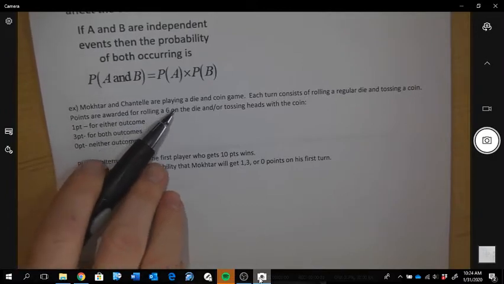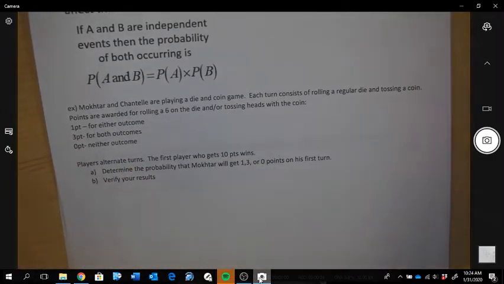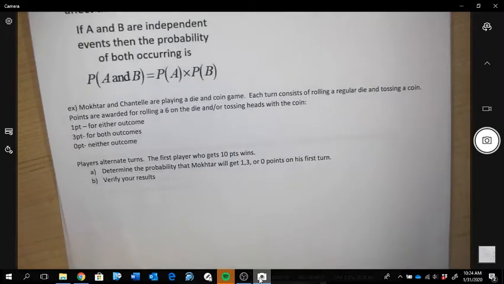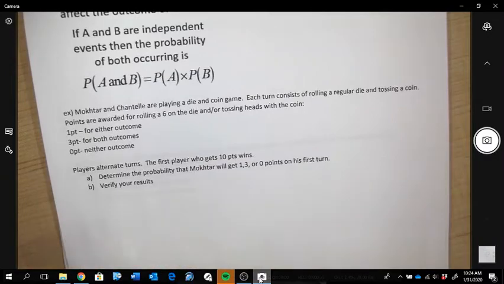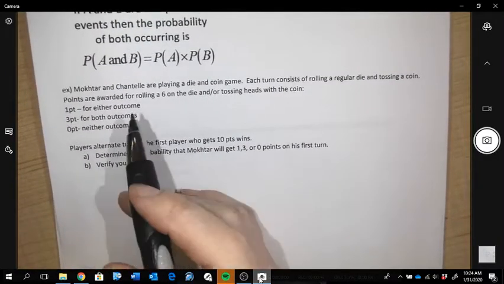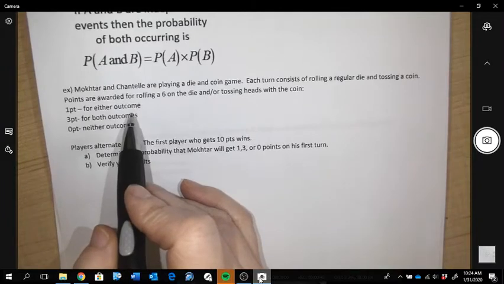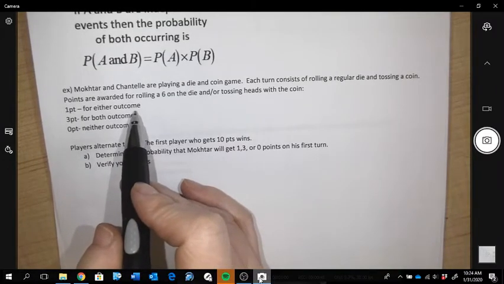Mokhtar and Chantal are playing a die and coin game. Each turn consists of rolling a regular die and tossing a coin. Points are awarded for rolling a 6 on the die and/or tossing heads with the coin. So you can see how the events with the die and the coin are not related. There will never be an overlap.